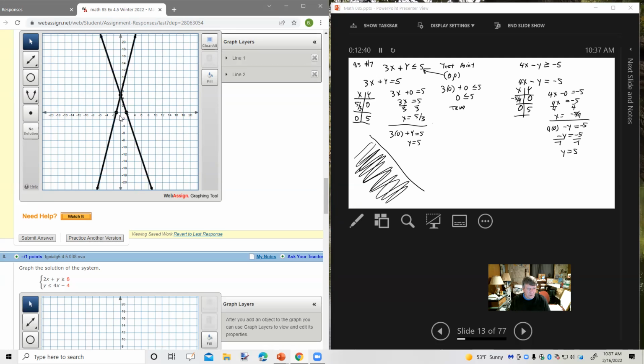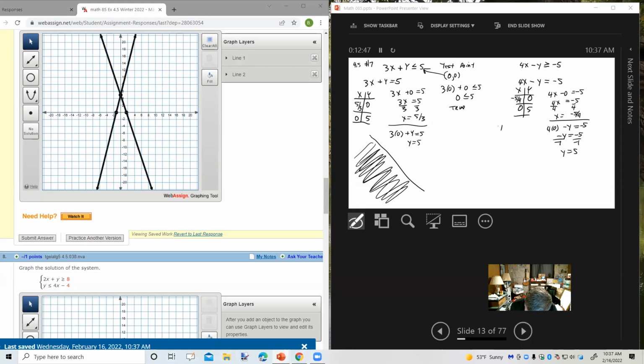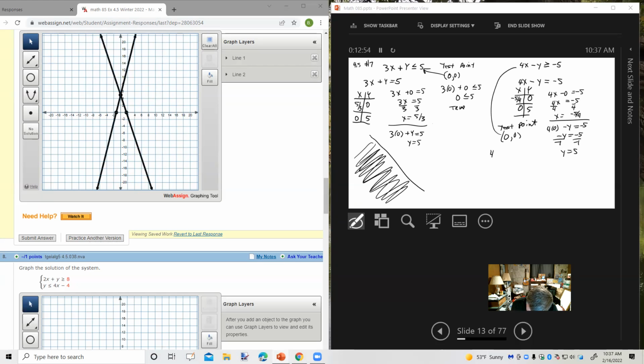I can also use the origin or 0, 0 as a test point for this second line, and plug that in there. 4 times 0 minus 0 greater than or equal to negative 5. 0 is greater than or equal to negative 5, so that's true. So for this second line here, we would shade this part.